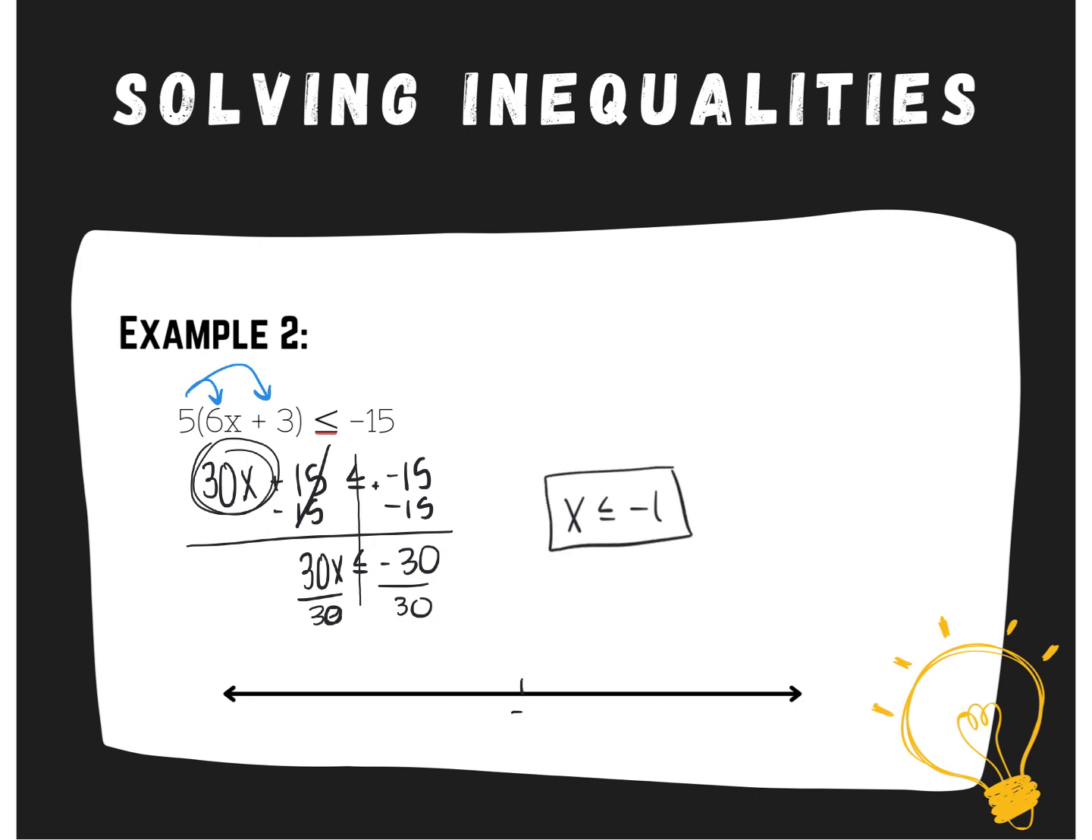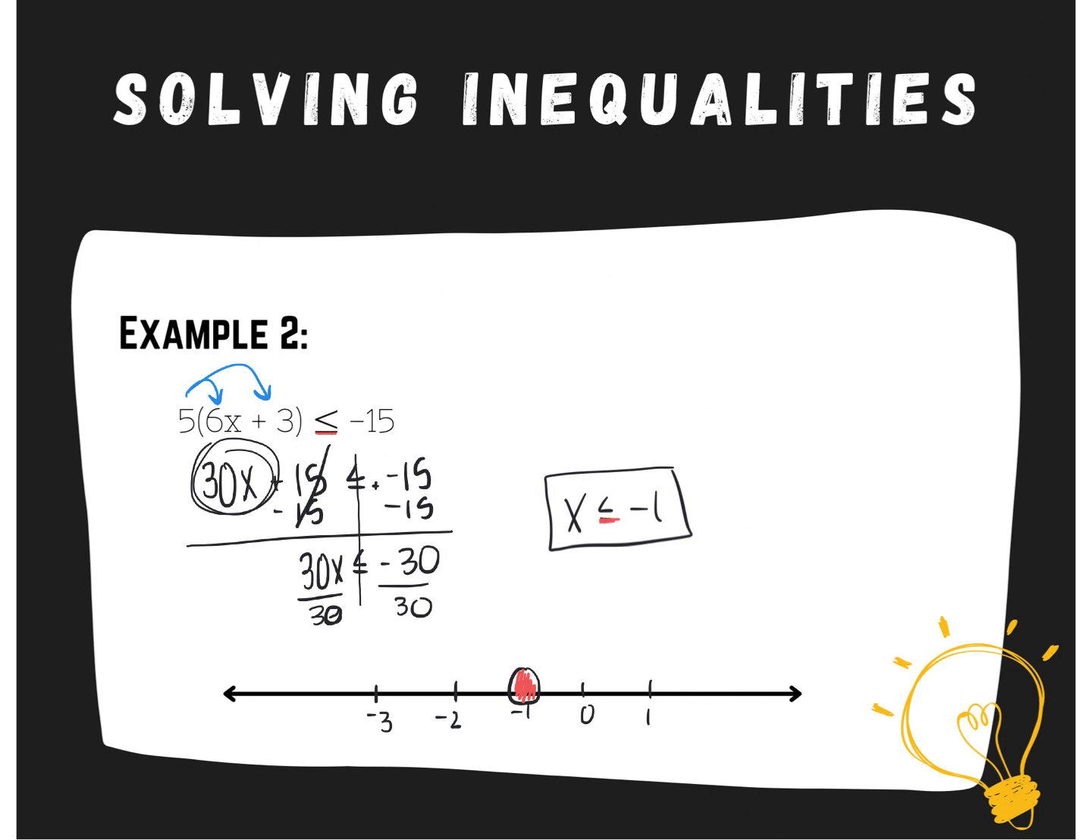Now, to graph that solution, again, I want negative 1 in the middle, two things that are larger, two things that are smaller. I will circle my negative 1, and this time I'm actually going to go ahead and shade in my circle, and that's because it's less than and equal to. So negative 1 is also a solution.